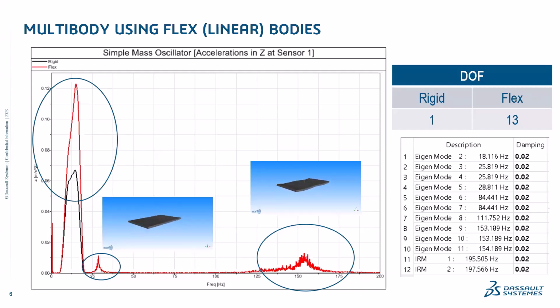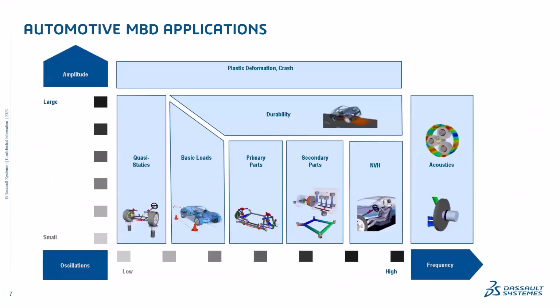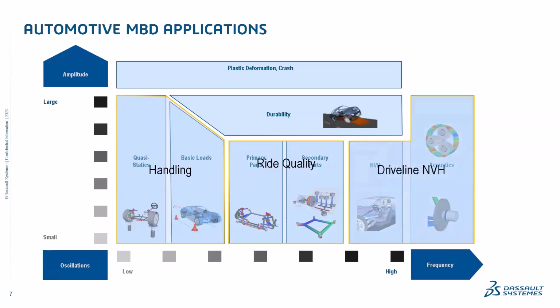But next slide shows you basically some automotive MBD applications. So what you see on this slide is on the x-axis we have frequency from low to high, and on the y-axis amplitudes going from small oscillations to large oscillations, and we have divided the different applications onto this chart based on amplitude and frequency. So obviously we have got handling, which is low frequency but higher amplitude simulations. Ride quality, primary and secondary ride, which is sort of mid frequency simulation. And you can go up to higher frequency, which is NVH, driveline NVH can be categorized as higher frequency simulations. And of course, durability is sort of across the frequency range, but also higher amplitude.